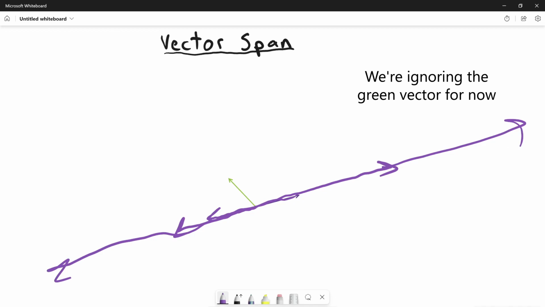Okay, but it's very important that you know that it's in the direction of that vector. You can't tilt the line in any way. It has to be in that direction of the vector.